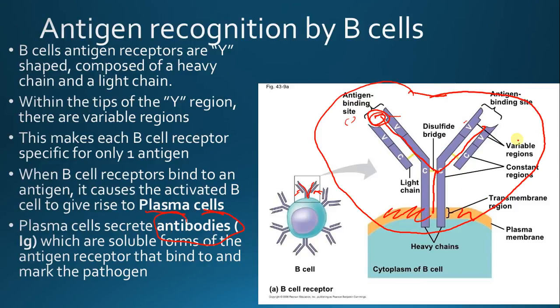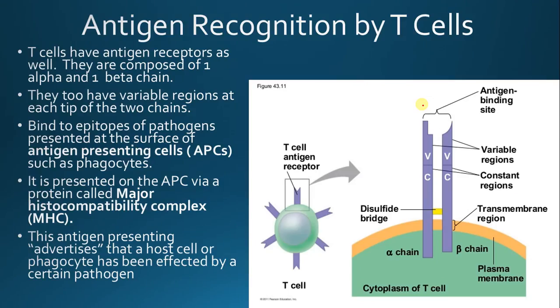What you'll notice is that this receptor is made up of a constant region, which never changes, and a variable region. The part that attaches to the epitope is the variable region. That changes depending on what antigen it needs to bind to. So different B cells can have different receptors with different variable regions.